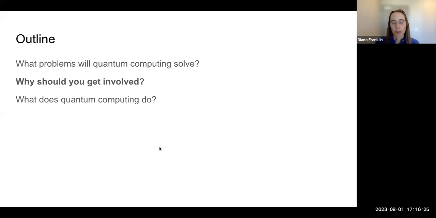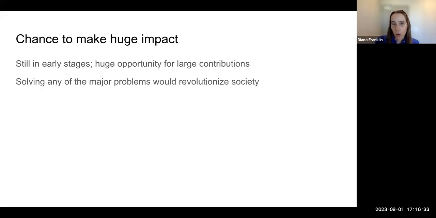All right, so these are very big problems that might be able to be solved, but why might you want to be involved in it? Well, I think one of the reasons is because it's still in its early stages. So that means that there are a lot of opportunities to make large contributions. If you're in a field that's been around for a very long time, then it's harder for one person to make a big impact because a lot of solutions have already been figured out. The other reason is because these are major problems, and if we solve them, that could really change the world.